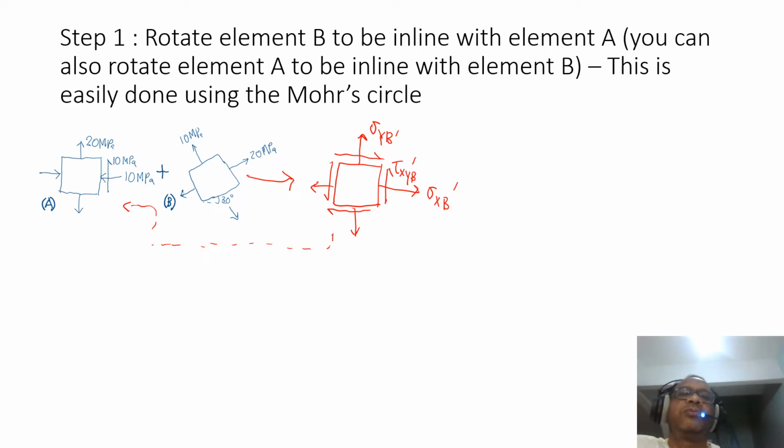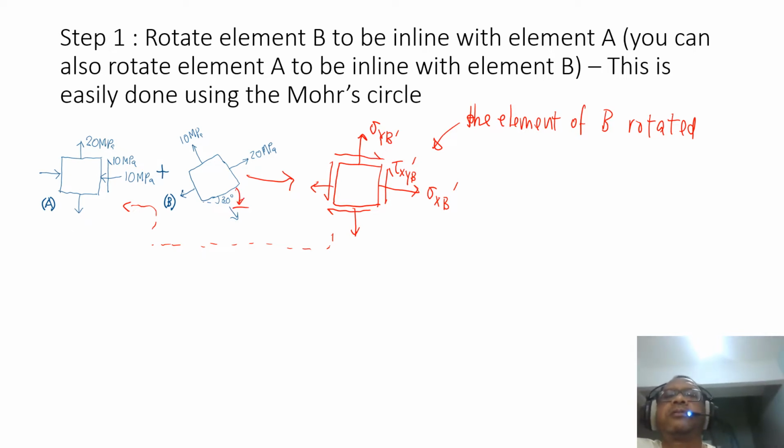What we need to do is find the elements of B rotated. We are rotating it 30 degrees clockwise. So we rotate this 30 degrees clockwise. So what do we do?